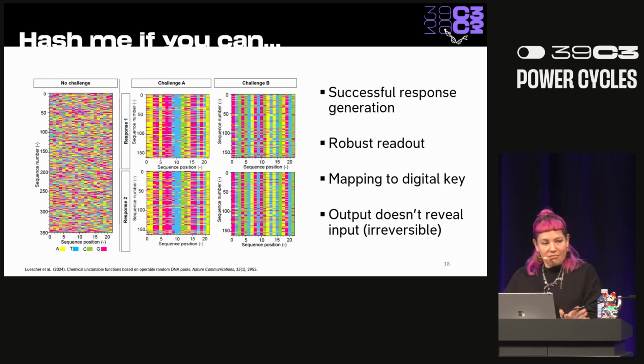And I won't go into too much detail with data, but we are able to measure these challenge response pairs. So on the left, you just see a tiny fraction of the pool sequenced before ever entering a challenge. So that is random. And then if we do add challenges, specific patterns emerge. And these patterns are different between different challenges. However, with some noise, they are reproducible through different runs.